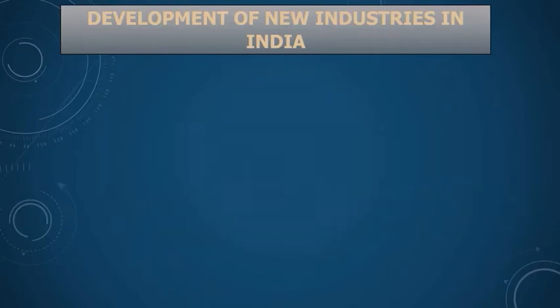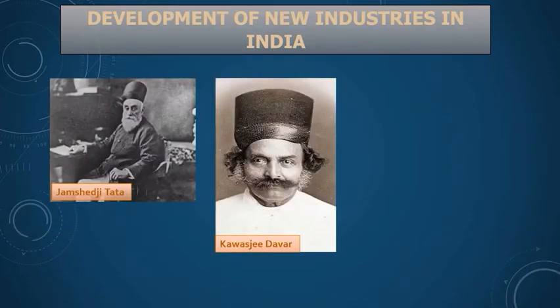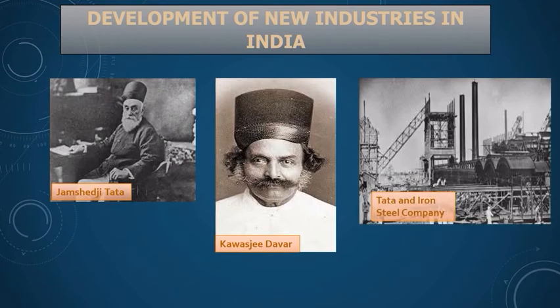On one hand, many traditional industries were closed down, and on the other hand, Indian businessmen like Jamshedji Tata and Kawasji Dawar managed to establish heavy industries such as iron and steel industry, textile industries, etc. in India. That too without the support of the British. Children, let's watch the video on the same.